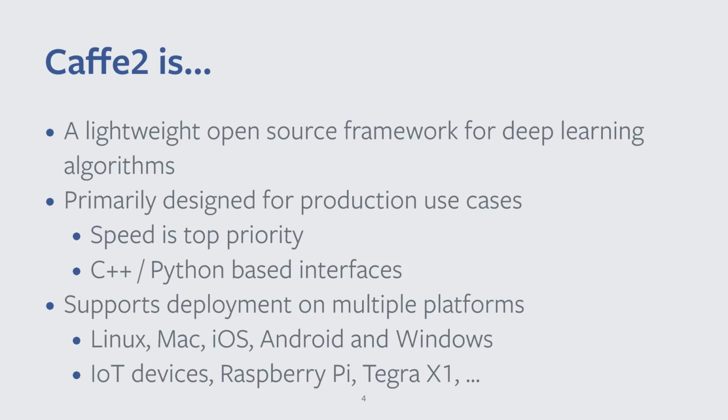First, Caffe2 on mobile. Caffe2 is a lightweight, open source framework for deep learning algorithms. It is primarily designed for production use cases. So within Facebook, we use Caffe2 on the server side quite a bit, and on mobile phones quite a bit also. So that's why speed is our top priority. We optimize for speed very heavily. And it has C++ and Python-based interfaces.